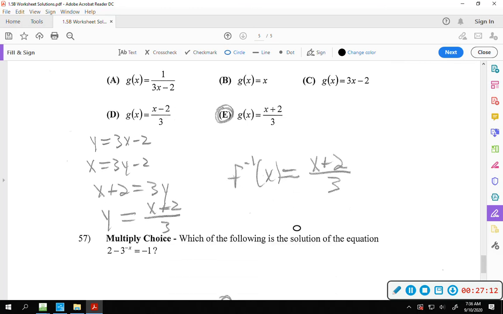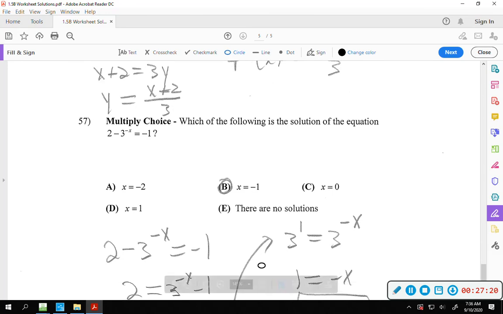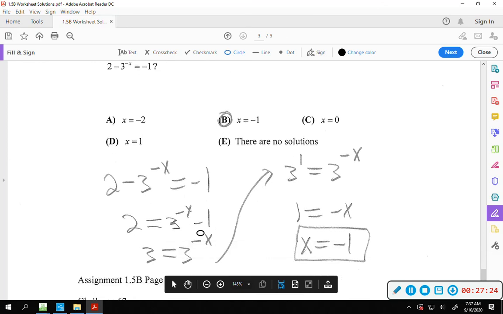57. Which of the following is the solution to this equation? This is a great problem. A couple different ways that you could go about this. When I'm solving this equation right here, I added this term to this side first. So I added the -3 to the -x to the right-hand side first. Then I added 1 to both sides. I do not need to take the natural log of both sides in this case. The bases are the same.